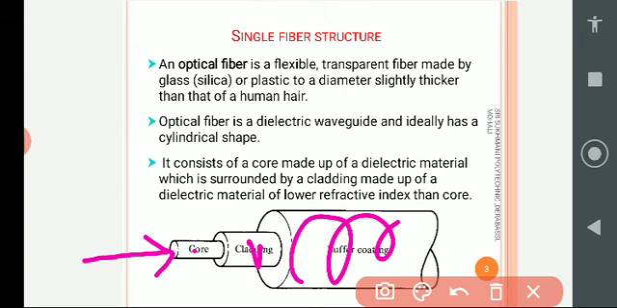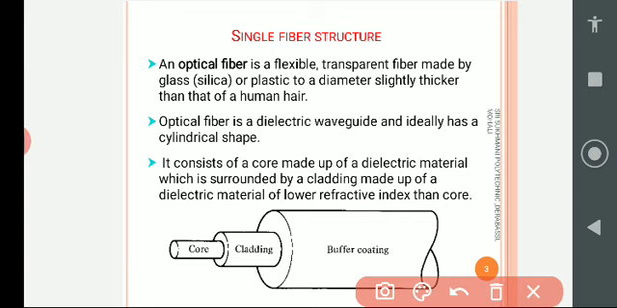and due to the core-clad interface, wave optics allows the light to travel within the core portion along the fiber axis. The core is made up of a dielectric material and it is surrounded by cladding, but the difference is that the core refractive index is more as compared to the clad refractive index.